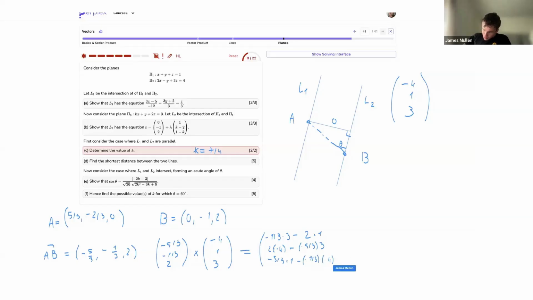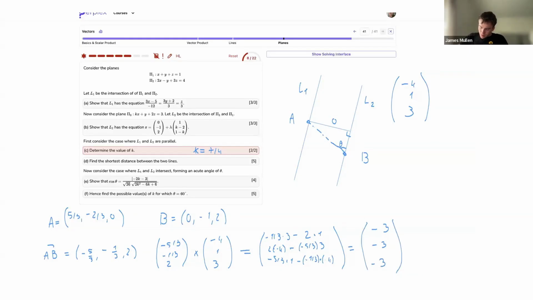Okay, that simplifies down to: minus 1 over 3 times 3 is minus 1. Minus 2, that gives me minus 3. Then I'm going to have negative 8 minus 5 over 3 times 3, which is negative 5. So I have minus 8 minus 5, so minus 3 again. And then I have minus 5 over 3 minus, here I have minus 1 over 3 times minus 4. So I have negative 5 over 3 minus negative 4 over 3. That's going to be negative 9 over 3, which is also negative 3. Okay, so that is my vector product.